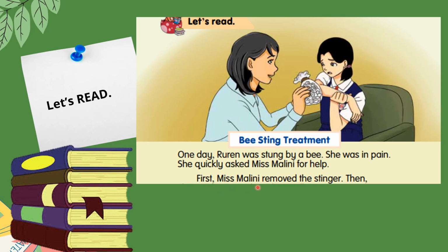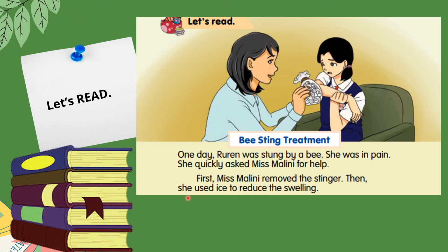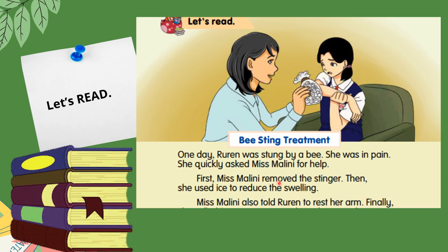First, Miss Malini removed the stinger. Mula-mula, Miss Malini mengeluarkan penyengat. Then, she used ice to reduce the swelling. Dia menggunakan ketulan ais untuk mengurangkan bengkak. Reduce, mengurangkan, swelling, bengkak. Miss Malini also told Ruren to rest her arm. Miss Malini juga memberitahu Ruren untuk merehatkan lengannya.